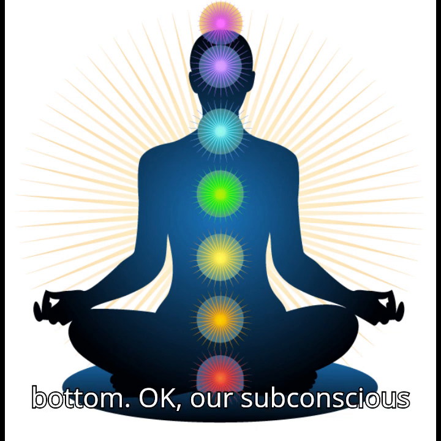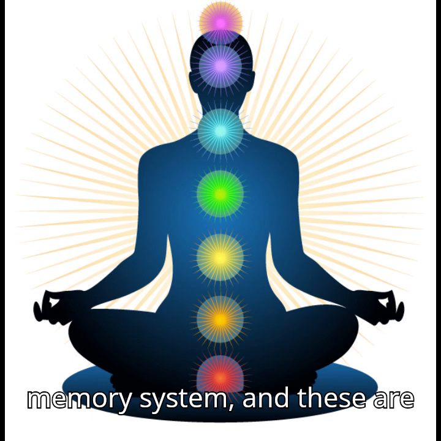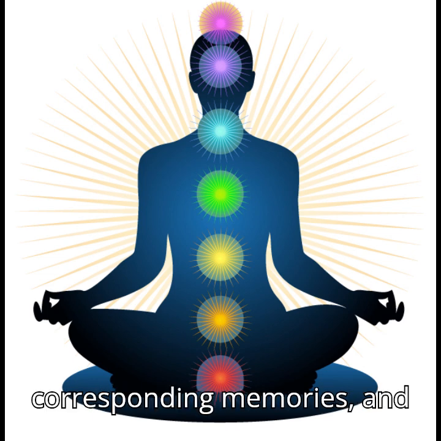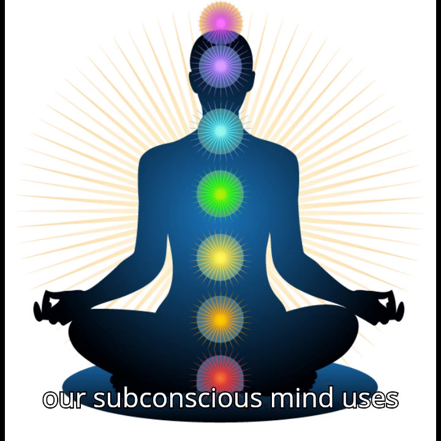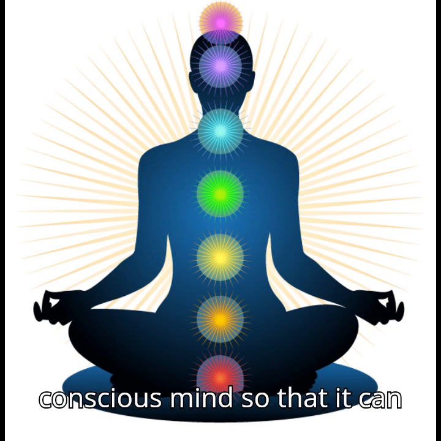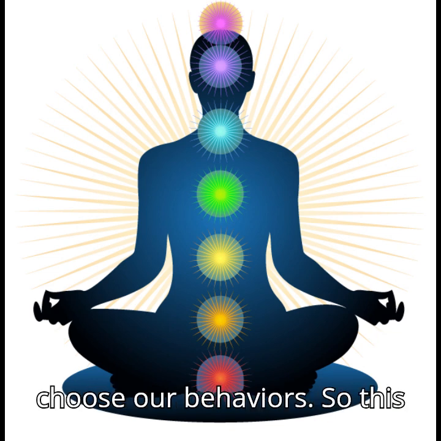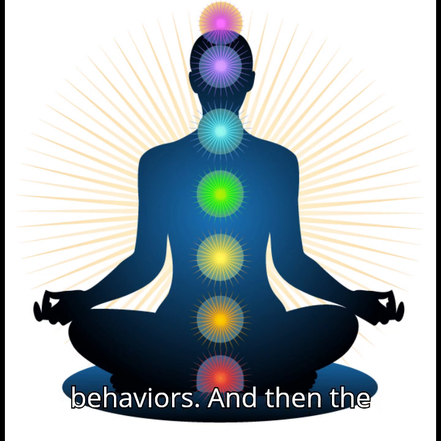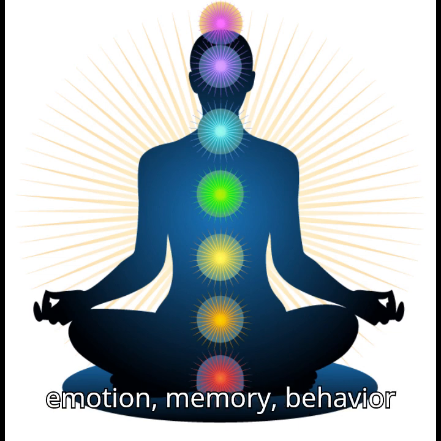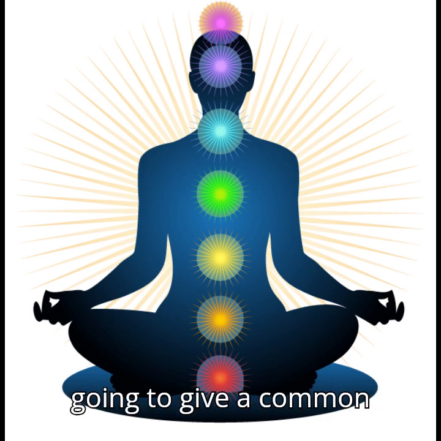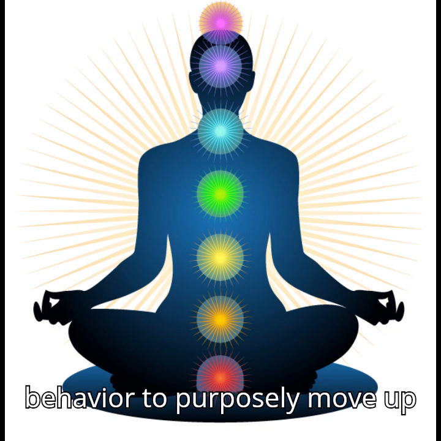Our subconscious mind holds our emotional and memory system, and these are all linked. That means that all our emotions have corresponding memories. And our subconscious mind uses this data to inform our conscious mind so that it can choose our behaviors. So all of our emotions have corresponding behaviors. The emotion, memory, behavior matrix varies from person to person, but I'm going to give a common example of how we can use behavior to purposely move up the emotional scale.